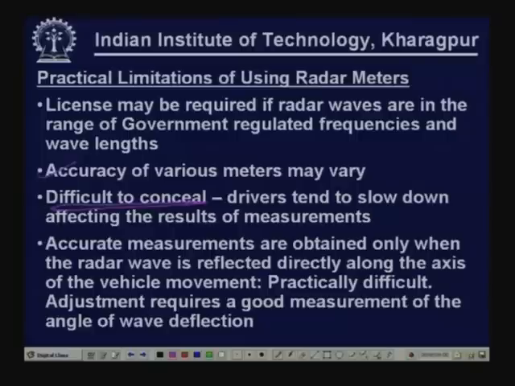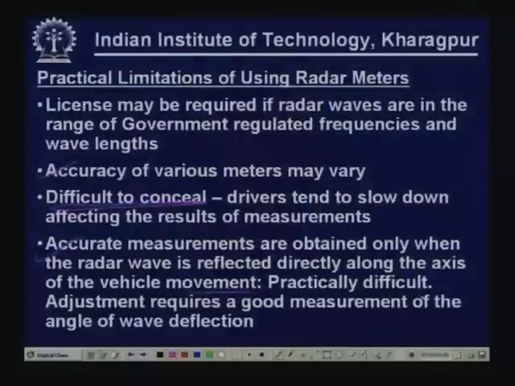So, drivers tend to slow down, affecting the results of measurement. The other difficulty is that accurate measurements from a radar meter are obtained only when the radar wave is reflected directly along the axis of the movement. That is when you can really get a correct reading. But in some cases it is practically difficult. Suppose a vehicle is moving, you cannot really go right in the middle of the road and put the radar meter in the same line.